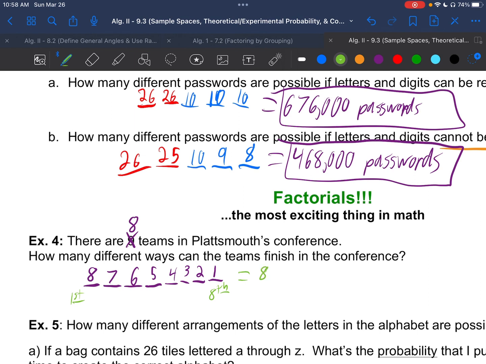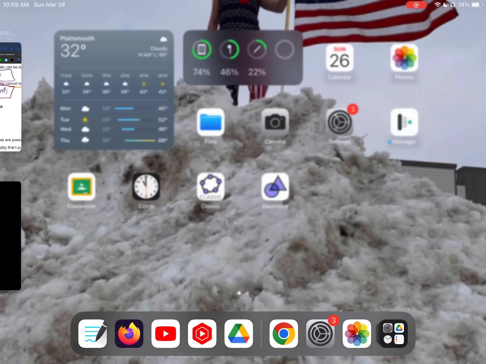And this would give you the same thing as what we call 8 factorial. 8 factorial is defined as that number times every number before it. So 8 factorial is 8 times 7 and all the way down to 1. Whereas like 20 factorial would be 20 times 19 times 18 times 17 times 16 all the way to 1. And 8 factorial would equal 40,320.